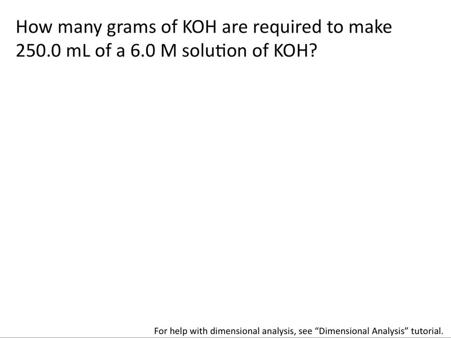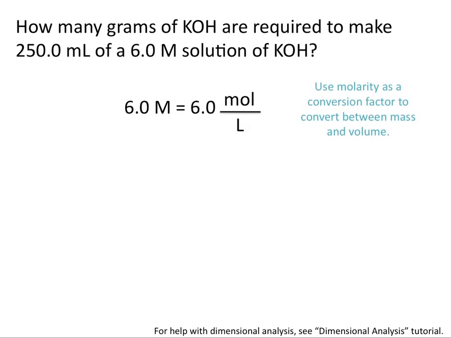The question is asking us how many grams. Grams is a singular unit. So we'll start with 250 milliliters because milliliters is also a singular unit. Now molarity, although we've abbreviated it with a capital M, means moles per liter. And so we'll use this value as a conversion factor to convert between mass and volume. Let's start our problem by writing 250 milliliters.